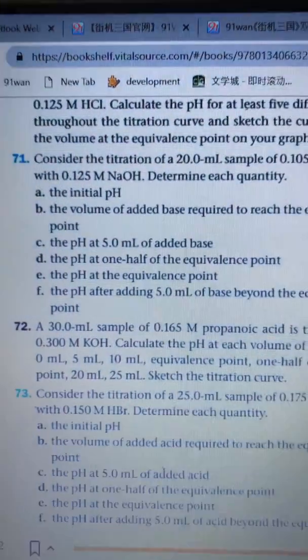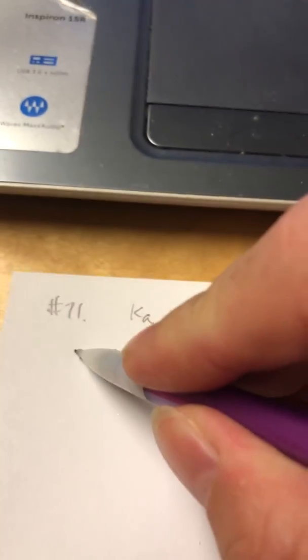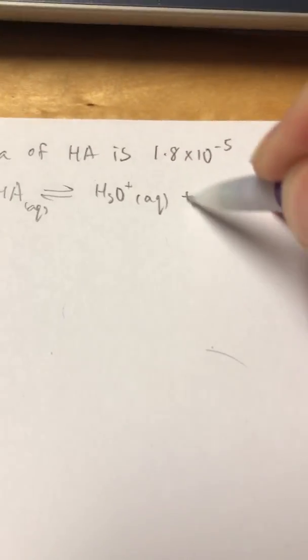Now, the question's first step is to find the initial pH. To find the initial pH, this becomes a question of a weak acid with a certain concentration. We need to write the weak acid equilibrium: water plus HA, aqueous, gives hydronium, and you have the conjugate base. The initial, change, equilibrium table will be given as follows.